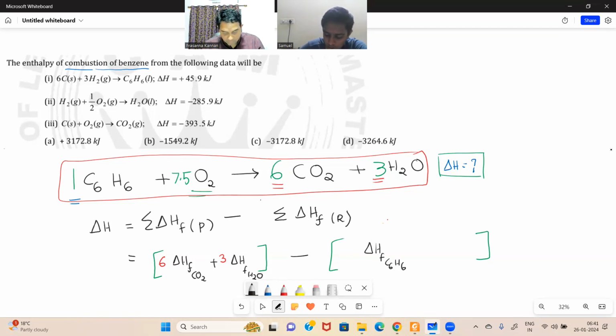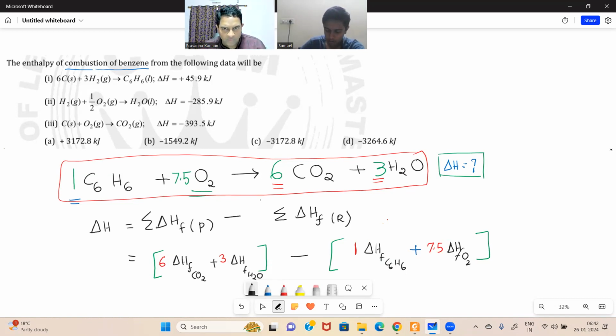Benzene, how many moles? Benzene has 1 mole. 1 mole only, right? It must be one mole, correct? Yes. Plus, how many moles? 7.5 moles. Moles of oxygen.